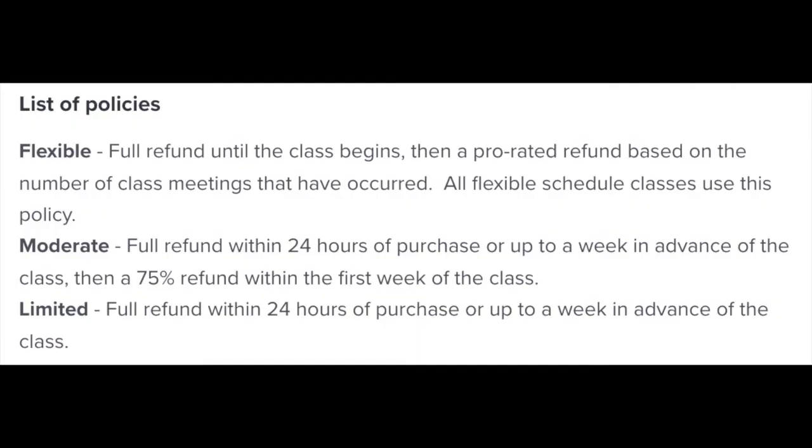The very last one is limited, and I know this is the default one, and this is what I personally have on all my classes, obviously besides my flex classes. It is a full refund within 24 hours of purchasing and up to 7 days before class starts, or a week before class starts. After that week point, they're not entitled to a refund. And that's the point where Outschool tells their parents, if you're within that week window and you want to disenroll, you have to contact the teacher to see if you can get a refund. So it kind of puts it up on the teacher.